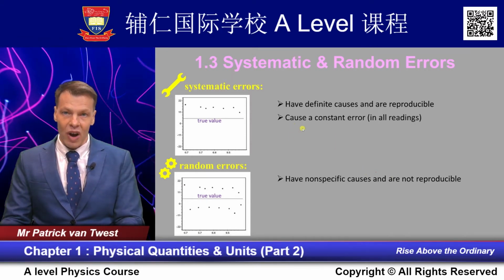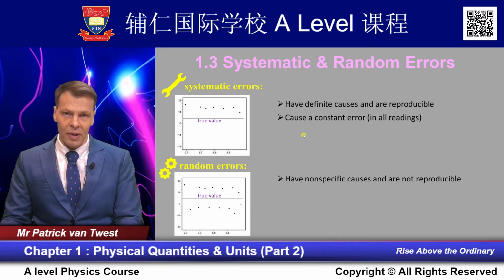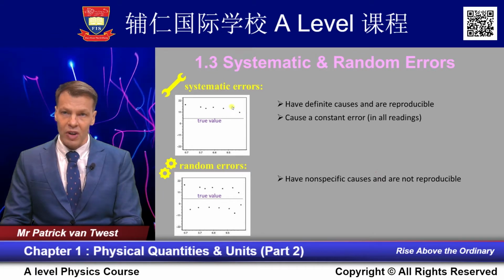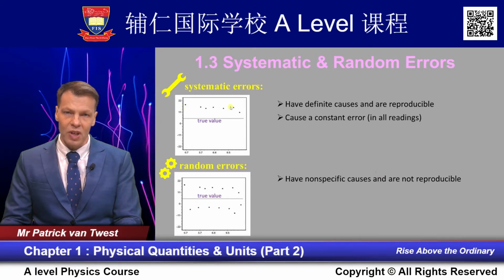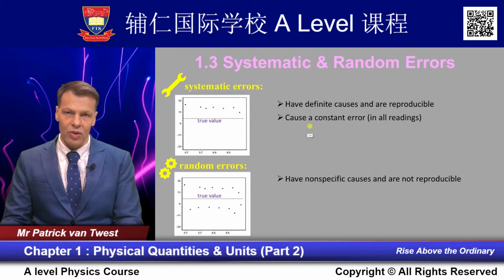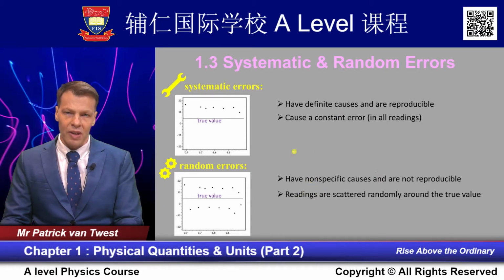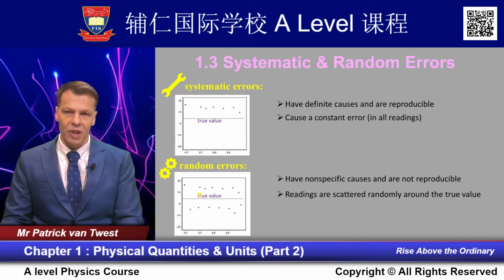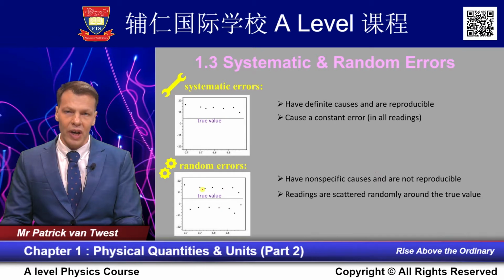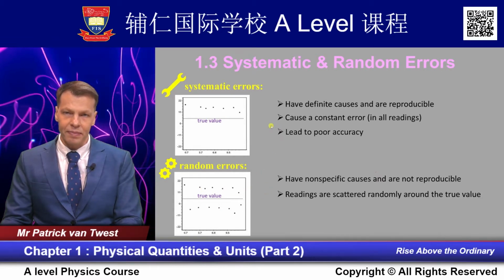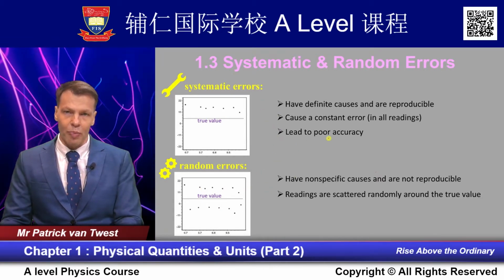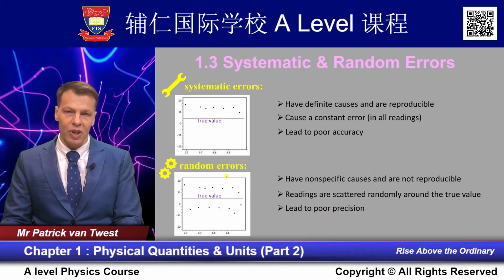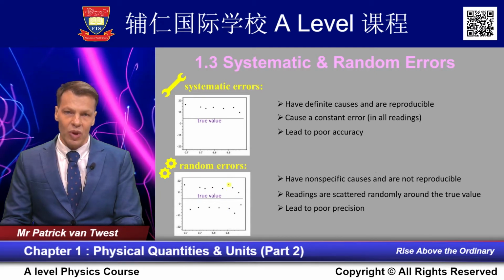A systematic error has a constant error due to its cause. So all the readings will have a constant error. So you can see on this chart here, all the measurements are slightly above the true value. It's a constant error. But look at the random errors. The readings are scattered randomly around the true value. So if you look at all these measurements, they're both above and below the true value and they're scattered around randomly. A systematic error leads to poor accuracy, as you can see, whereas a random error might be accurate, but it leads to poor precision because the results are scattered.